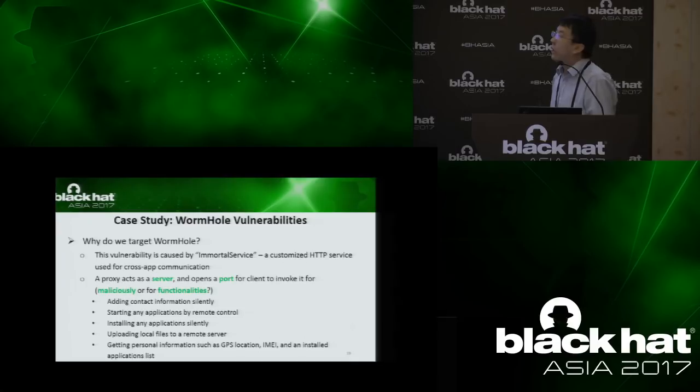Yeah. So they are all big names and have a lot of users in China. This vulnerability is caused by a thing called immortal service. Immortal means this service will never die. It will keep running in the background of the device. Initially it was created for inter-application communication, so basically a proxy. If we look at Android, most of the time it's a service component, so we call it a proxy. A proxy is created as a server, and it opens some port for the client to invoke.